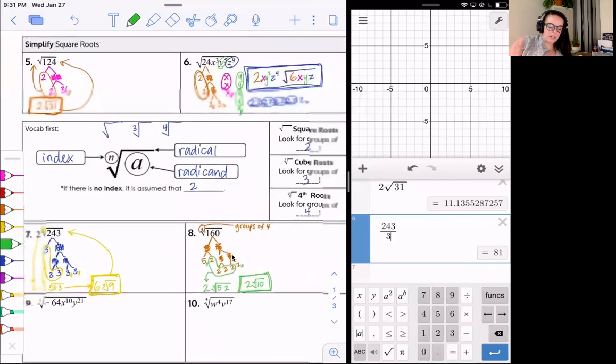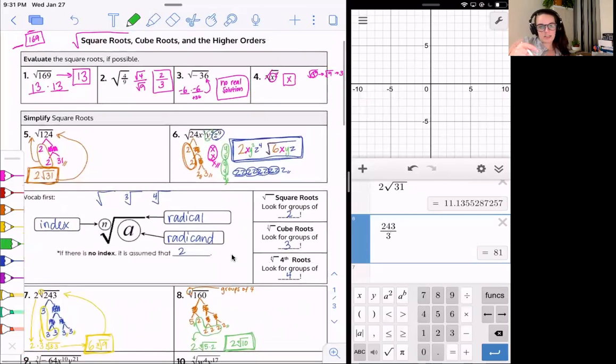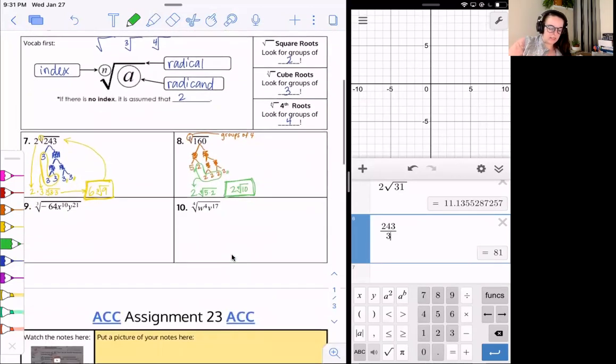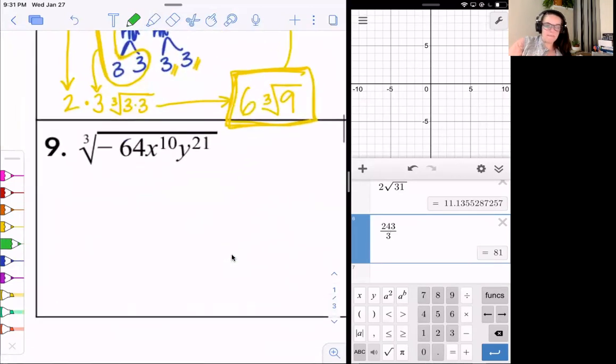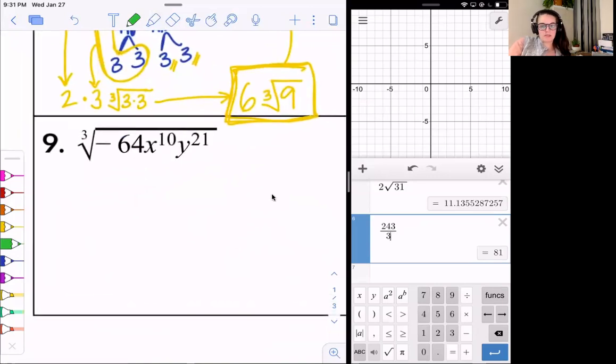If you are in regular algebra 2, you're done for today. If you're in accelerated, let's do just a couple more here so we can make sure that these make some sense. So take a moment to write this one down.